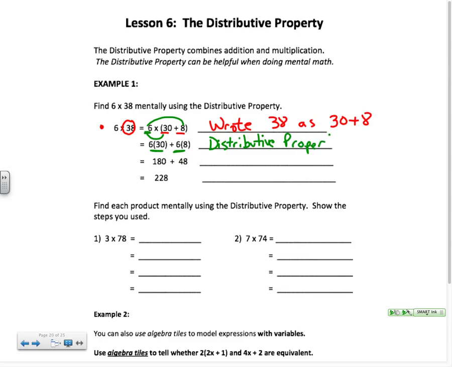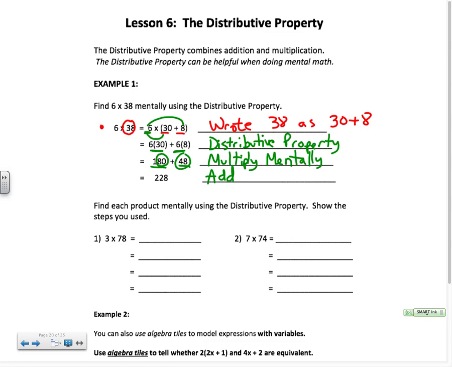So now I can look at this as two separate problems. 6 times 30 is 180, and 6 times 8 is 48. I should be able to multiply these mentally. And then the last thing I'm going to do is add those numbers together. So when I add 180 plus 48, I can do it in my head. I know these numbers aren't the easiest numbers to do, but 80 plus 48 I know is 128, and then I tack it onto the 100 and I get 228.